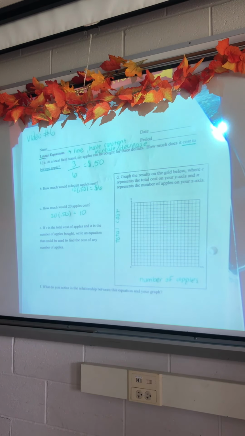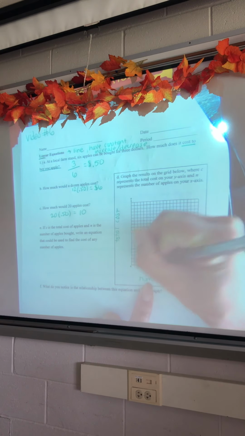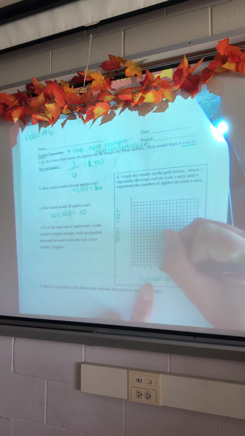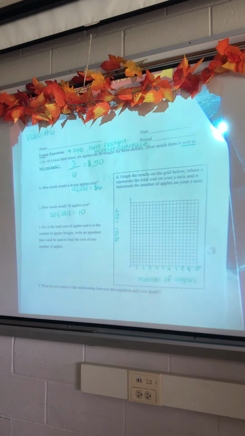So it wants me to graph the results where C represents the total cost on the y-axis and N is the number of apples on your x-axis. So we said that if we have number of apples, I'm just going to count by my whole number. So I'm going to skip a box each time. So I have 0, then I'm going to skip a box 1, skip a box 2, skip a box 3, skip a box 4. I'm going to keep going until I run out of room. So we should be able to get up to 10 apples.